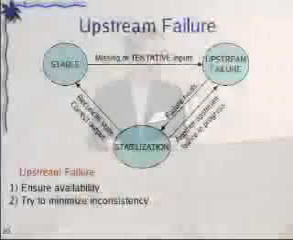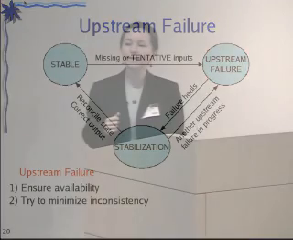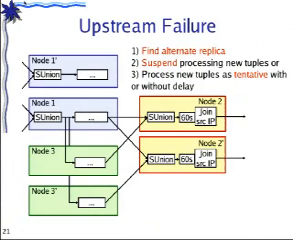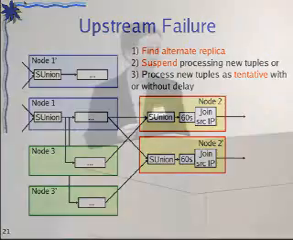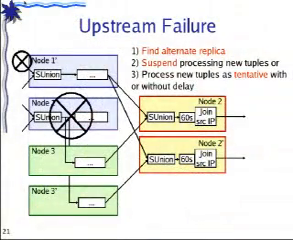So now let's assume we are missing these boundary tuples or receiving these tentative tuples, the node transitions into the upstream failure state. In this state, our number one goal is to ensure availability. But at the same time, we would like to avoid introducing inconsistency in the system, or at least minimize this inconsistency. Hence, when a node fails, the first line of defense will be for the downstream nodes to find an alternate stable replica and get their inputs from that replica. And since all the replicas are consistent, we can have this switch be seamless.